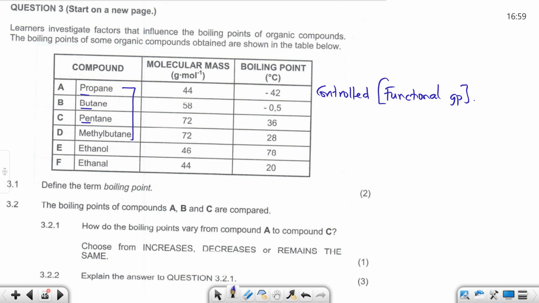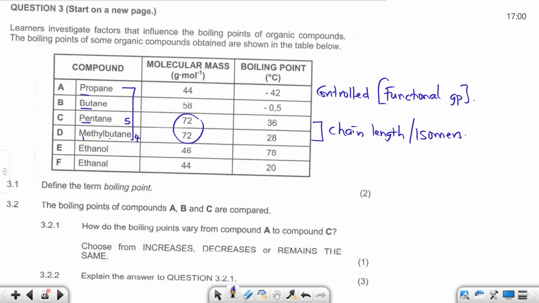What am I changing? Controlled: what is kept constant. If I consider these two, do you know what is kept constant? Molecular mass. Do you see that? And within just these two, what are we changing? Chain length. I don't know if it makes sense, because chain length here is 5, chain length here is 4. And these two are isomers. I don't know if you see that.